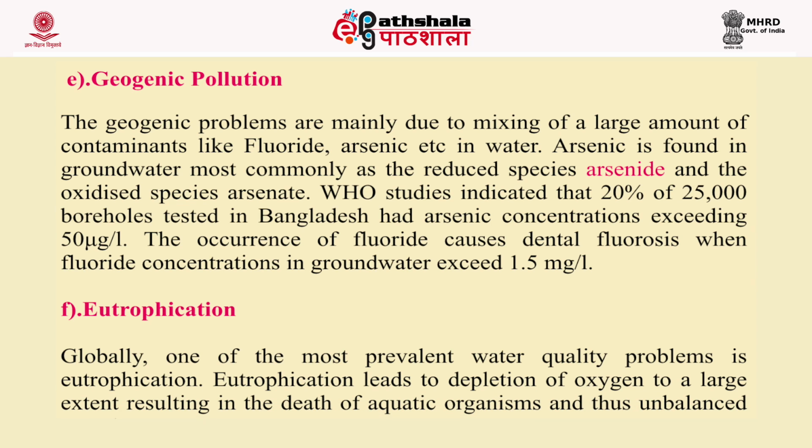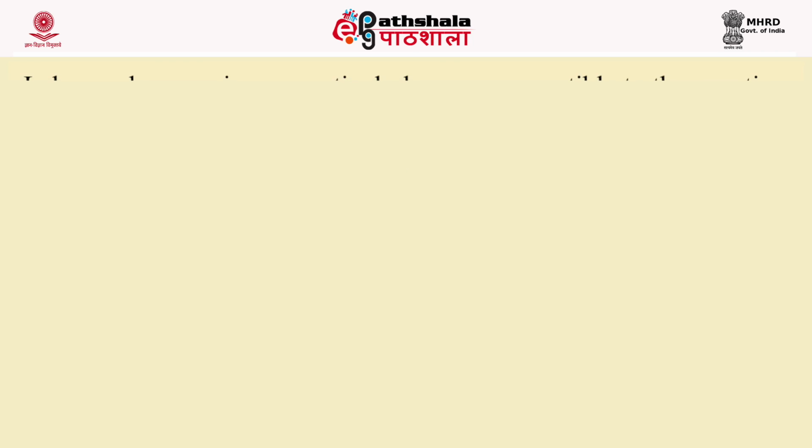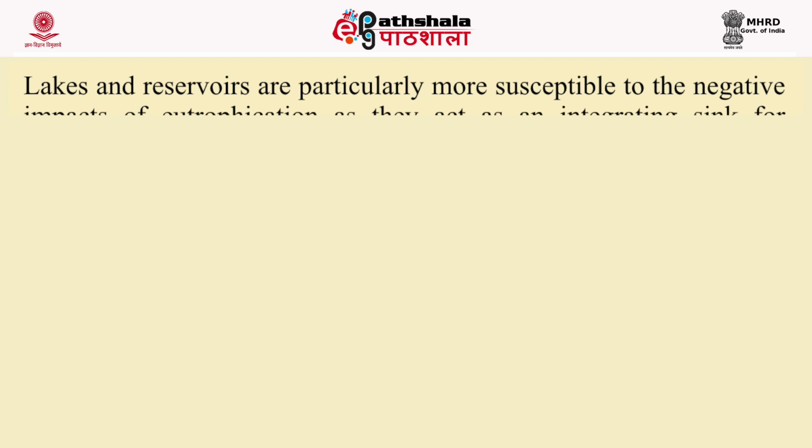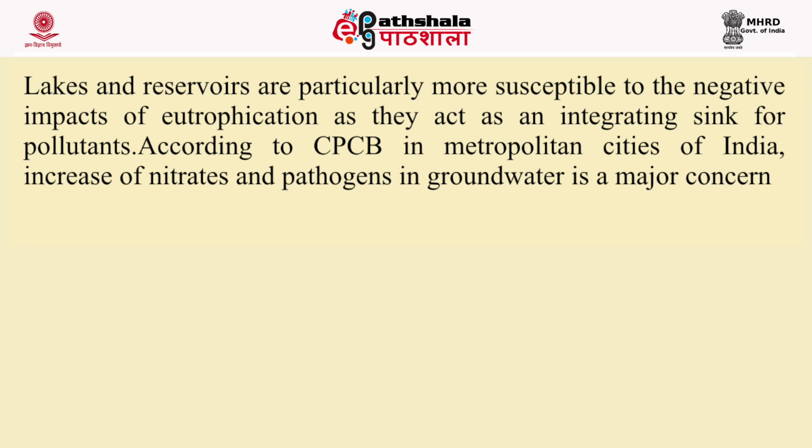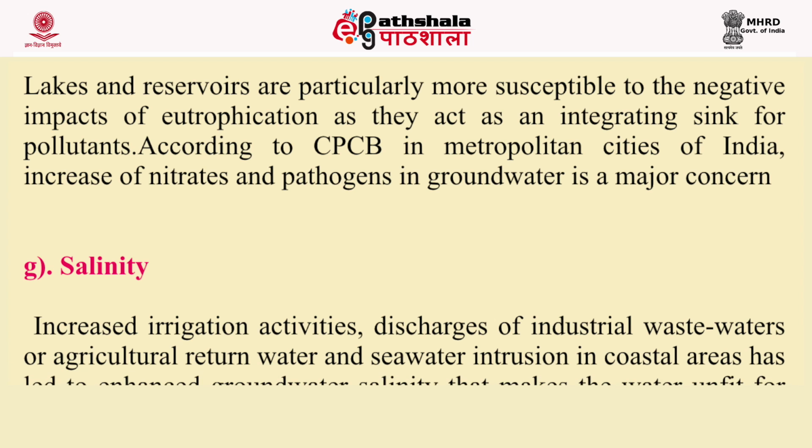Sixth factor is eutrophication. Globally, one of the most prevalent water quality problems is eutrophication. Eutrophication leads to depletion of oxygen to a large extent, resulting in the death of aquatic organisms and thus an unbalanced aquatic ecosystem. Lakes and reservoirs are particularly more susceptible to the negative impacts of eutrophication as they act as an integrating sink for pollutants.